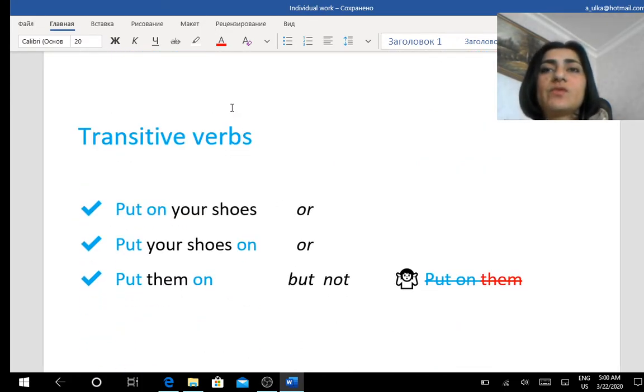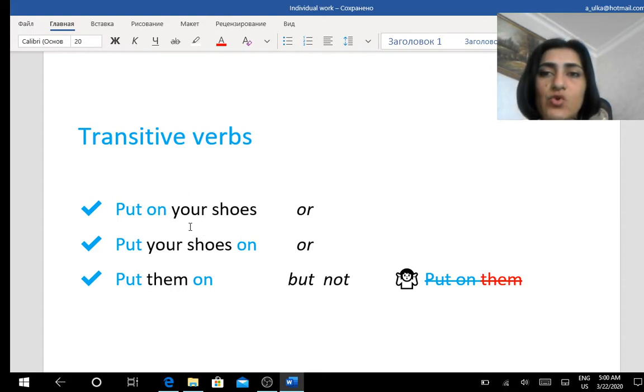In terms of intransitive verbs, I told you there are some phrasal verbs that are intransitive. Then in the case of transitive verbs, we have many transitive verbs in the English language. So let's see how they work. Transitive verbs, opposite to the intransitive verbs, need a direct object after the verb.